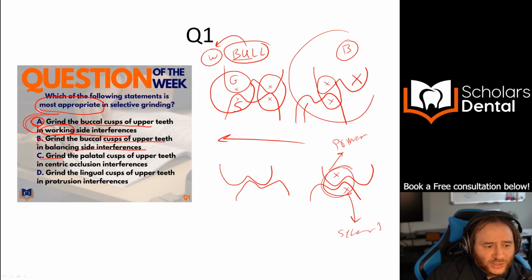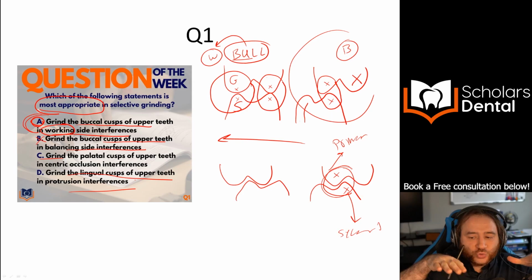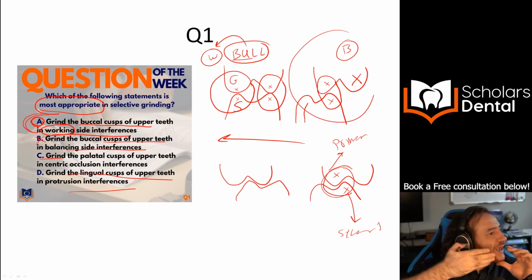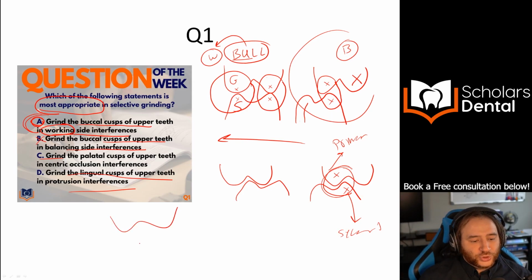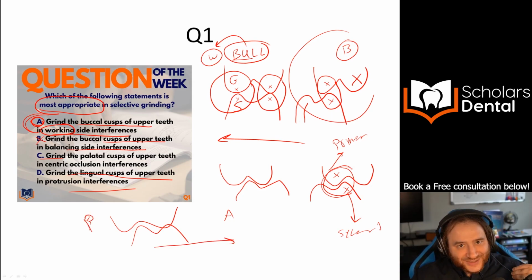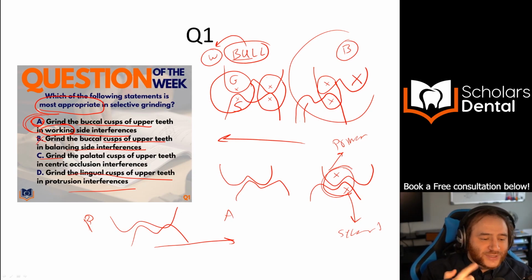C, grind the lingual cusp of upper teeth in protrusion interferences. In protrusion, we don't usually talk about lingual. You might end up doing a lingual cusp, but it's just not the most appropriate statement because when we talk about protrusion interference, if you're looking from the side, this is anterior, this is posterior, and the mandible is moving forward, usually we talk about mesial and distal inclines. We don't refer to buccal and lingual usually. We say, do you grind the mesial or distal?